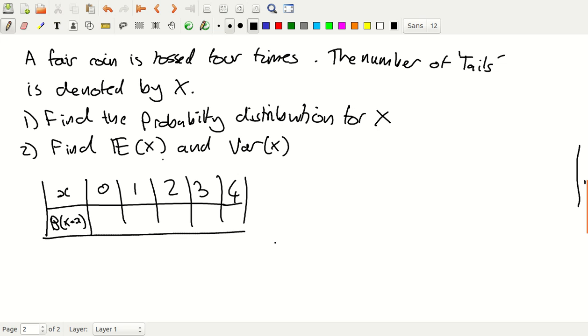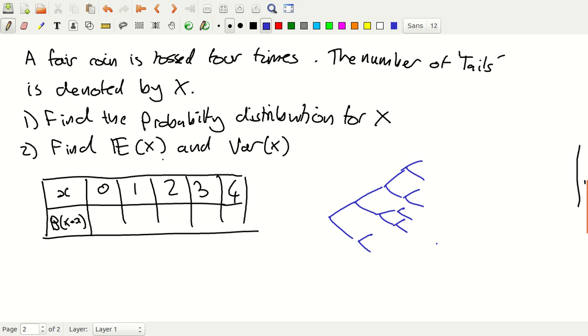Now, to fill in these probabilities, we could draw a big old tree diagram. In fact, we'll just very quickly see what that would look like. First one, second one, second outcome. But as you can see, it rapidly gets quite big and complicated looking. So we'd much rather not draw a full tree diagram. So let's have a quick think.